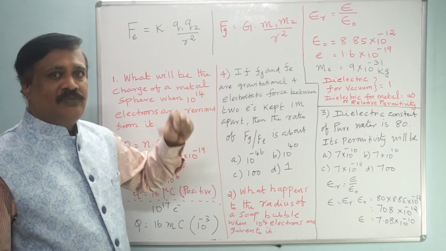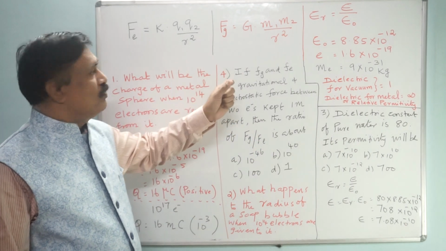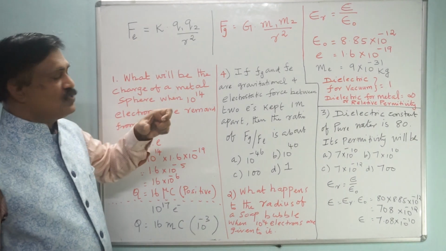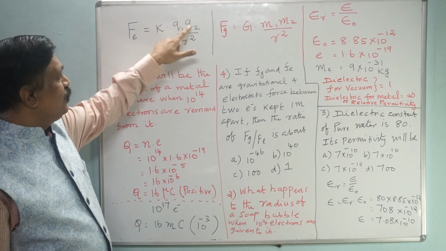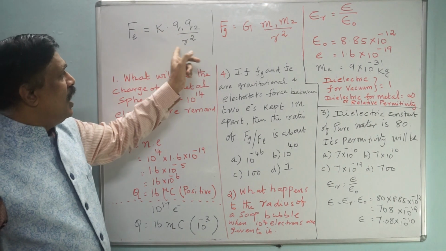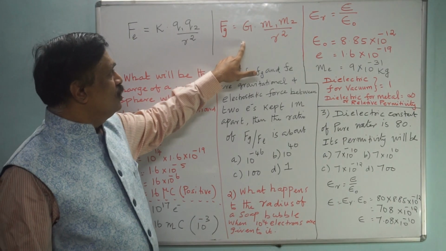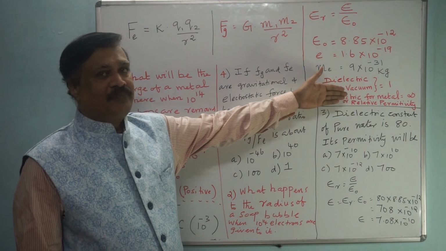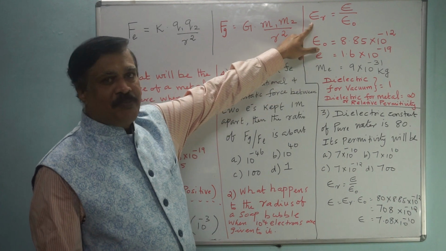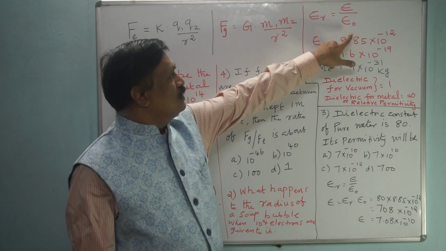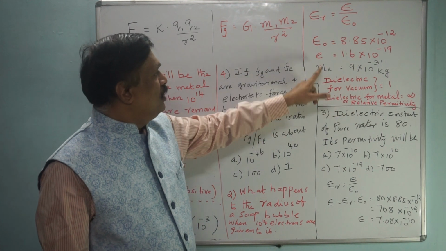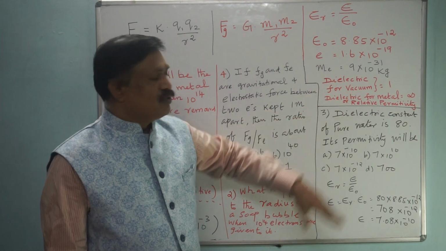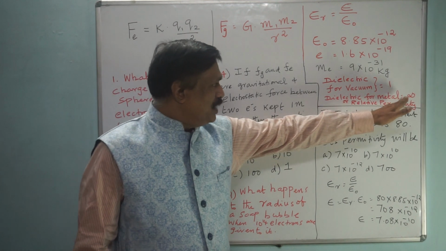Okay. In previous classes, we have seen Coulomb's law. Okay, Fe, that means electrostatic force, force between two charges. Fe equal to K into Q1 Q2 by R squared, where Q1 Q2 are charges, and we have compared this with this also. This is Newton's law of gravitational force, and these are all the constants you should remember in the exams. Okay, and this is a relative permittivity, and this is permittivity of the medium. This is absolute permittivity, and mass of the electron, charge of the electron, and dielectric for vacuum is 1, and dielectric for metal is infinity.